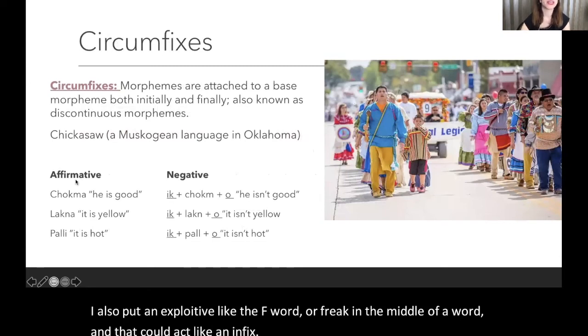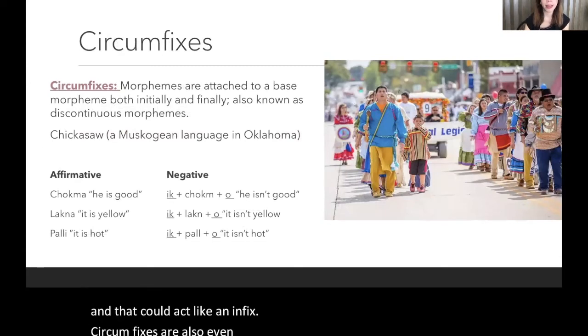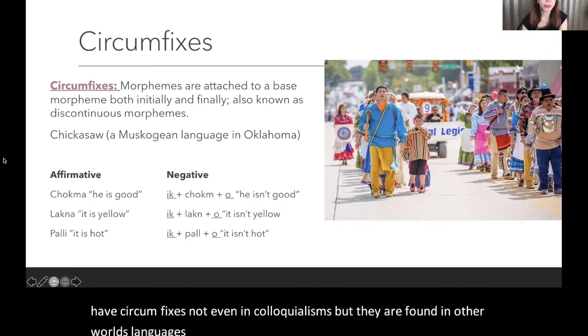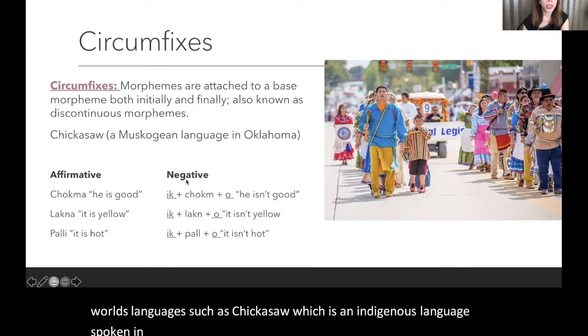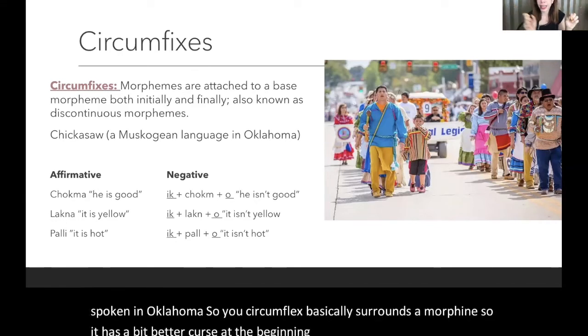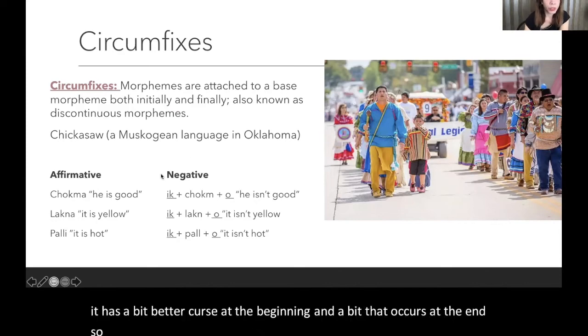Circumfixes are also even less found in the English language. We don't have circumfixes, not even in colloquialisms, but they are found in other world's languages, such as Chickasaw, which is an indigenous language spoken in Oklahoma. A circumfix basically surrounds a morpheme. So it has a bit that occurs at the beginning and a bit that occurs at the end. So it can have ik and o, right?